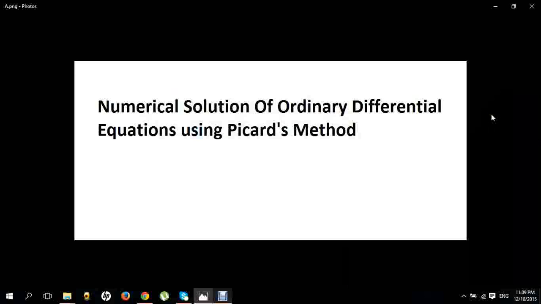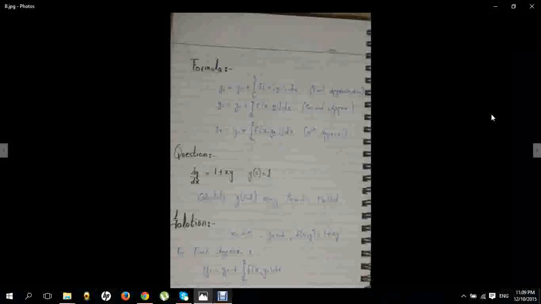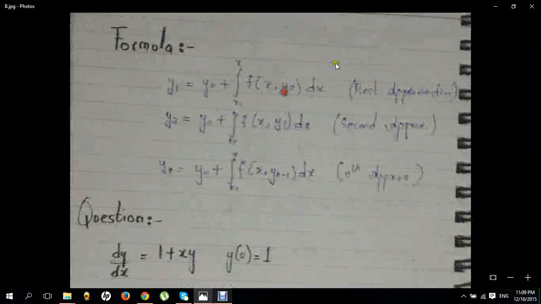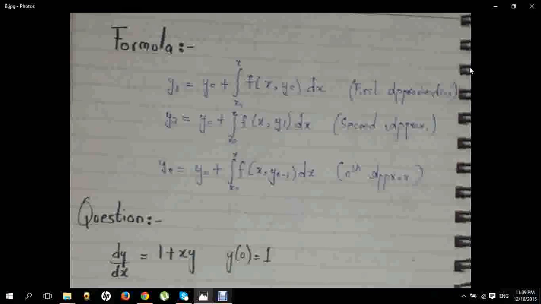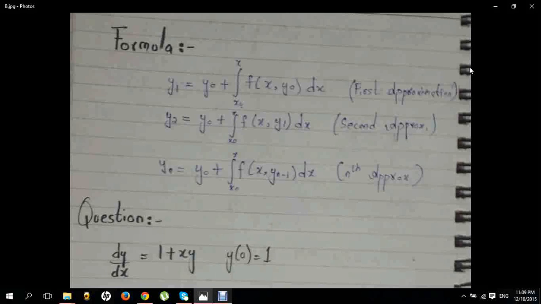Today we are going to learn numerical solution of ordinary differential equations by using Picard's method. The main formula of Picard's method can be seen here, which is y1 equals y0 plus the integral of function of x and y0 by dx. This is basically our first approximation. We're going to make some approximations depending upon the position we want in our answer.